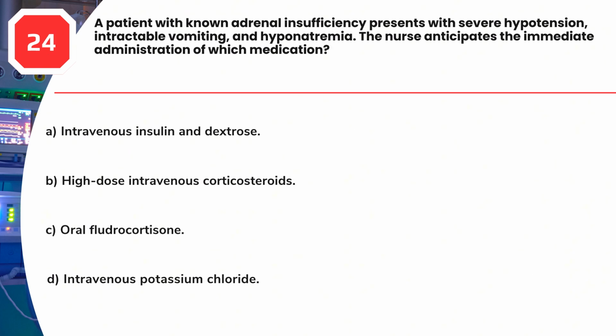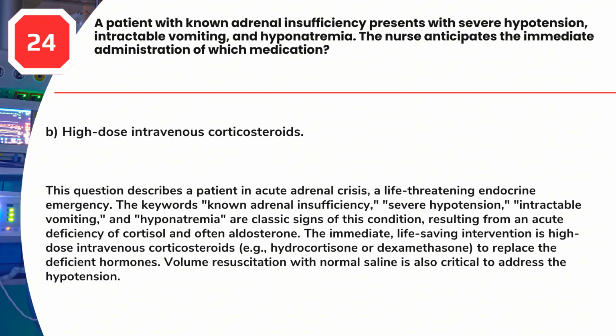Question 24. A patient with known adrenal insufficiency presents with severe hypotension, intractable vomiting, and hyponatremia. The nurse anticipates the immediate administration of which medication? A. Intravenous insulin and dextrose. B. High-dose intravenous corticosteroids. C. Oral fludrocortisone. D. Intravenous potassium chloride. Answer B. High-dose intravenous corticosteroids.